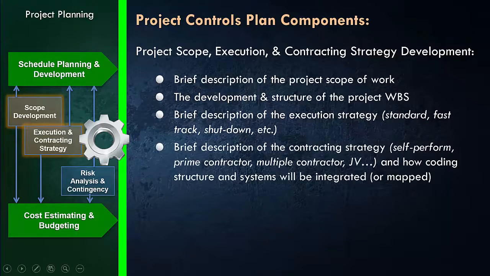You also need to include a brief description of the contracting strategy. Is it going to be a self-perform project, or are we going to hire a prime contractor? Is it going to be multiple contractors or joint ventures? And how will the coding structure and system be integrated or mapped? If you're using different contractors, then you also need to address the coding structure and the system integration, or the mapping of those codes to your systems.